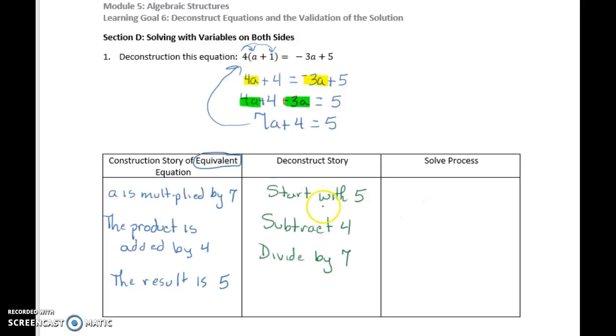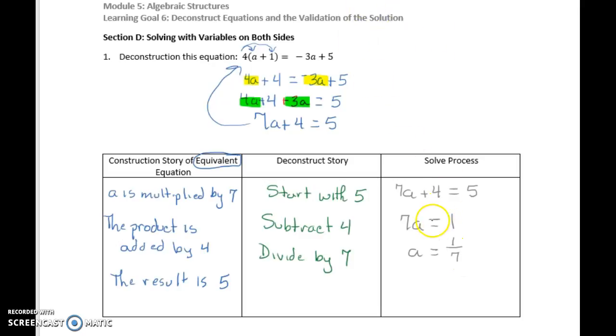Okay, so we're going to start with 5. Instead of adding, we're going to subtract. Instead of multiplying, we're going to divide, because this undoes the addition and the multiplication from the story of A. So now we have 7A plus 4 equals 5. We're going to have a product, so the 7A is going to be remaining. After instead of adding, we're going to subtract that 4. And so now we have a 1. And then A is going to be left. Instead of multiplying, we're going to do the division. So we end up with 1/7. So A is equal to 1/7.